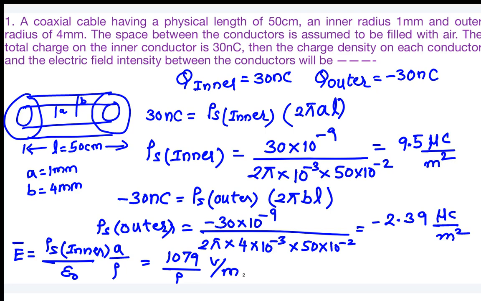So the outer will move on, and you will be given options like negative. Yeah, it's correct. It depends on whether the inner conductor has a positive charge; the outer will obviously become negative, right? Yes, sir. It depends on that, right?